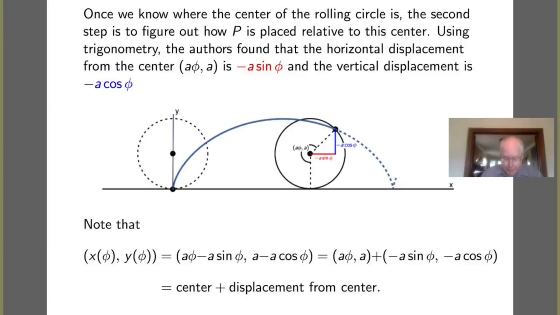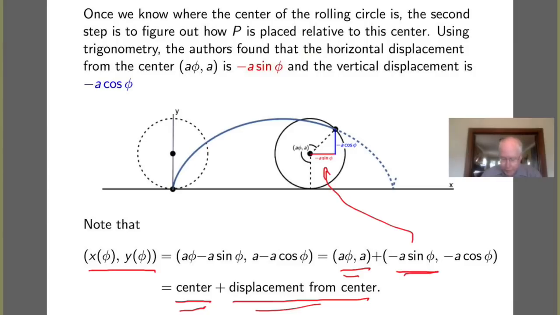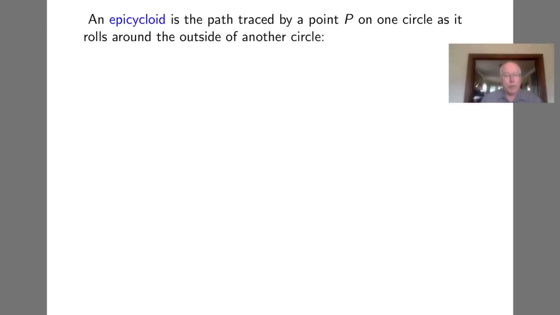And we found that then x of phi, y of phi could be found by noting, okay, we know where the center is, that's there, and then adding the displacement from the center. So here was the center, a phi comma a, and the displacement, we saw minus a sine phi horizontally and minus a cosine phi vertically. And when you put those two together, you then have coordinates for the point P. We're going to use a similar approach when we look at deriving the parametric equations for an epicycloid.